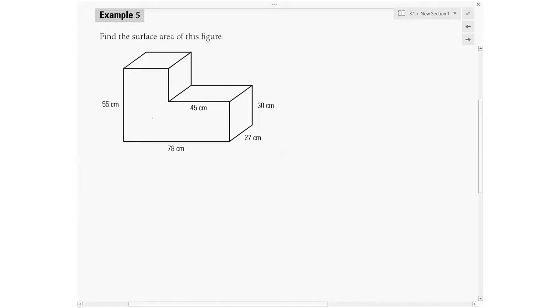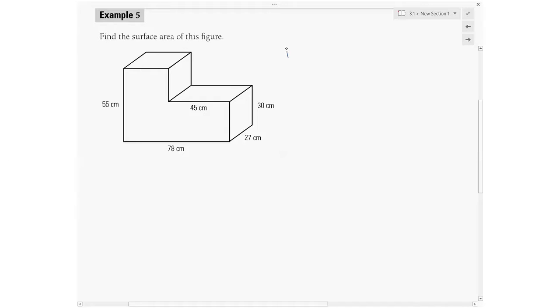So I'm going to call this one the front and then the back. And here we've got right faces. We've got a left face, we've got a bottom, and then the two top pieces I'm going to consider my top. So we're going to find the area of each surface. So let's maybe start with our bottom.